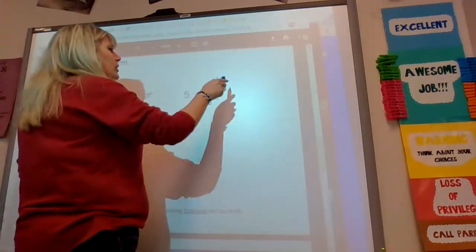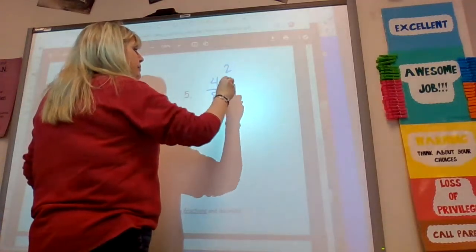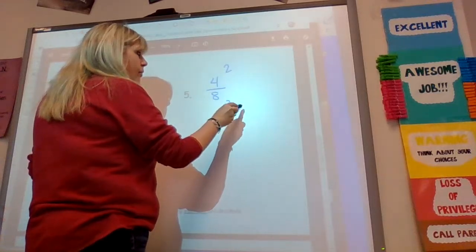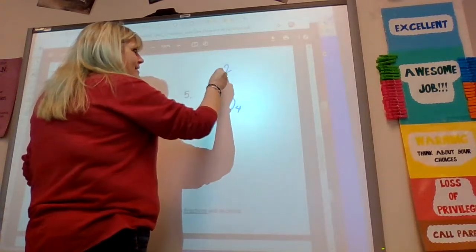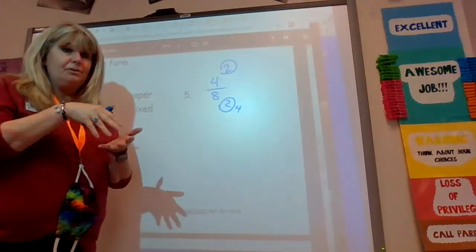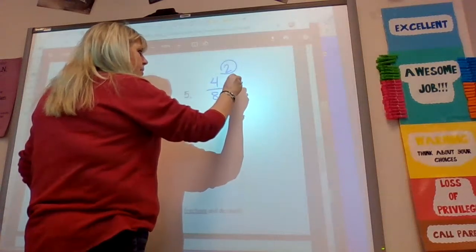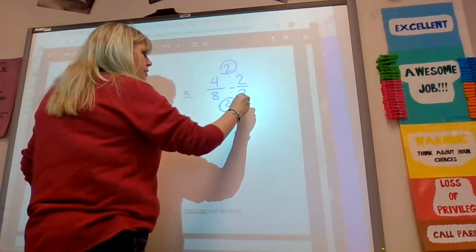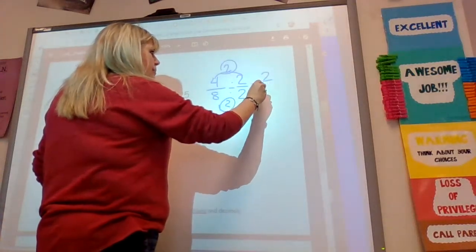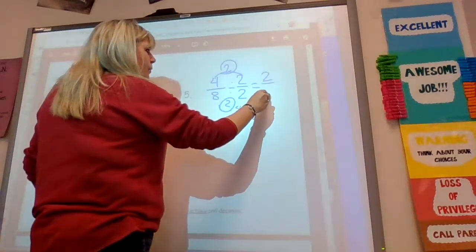Well, in this case, when I look at this, the multiples of 4 are 2, and the multiples of 8 are 2 and 4. Well, we know they have this in common, so we're going to reduce it down, and remember that's either multiply or divide. So we're going to divide this by 2. What you do in the numerator, you do in the denominator. 4 divided by 2 is 2. 8 divided by 2 is 4.